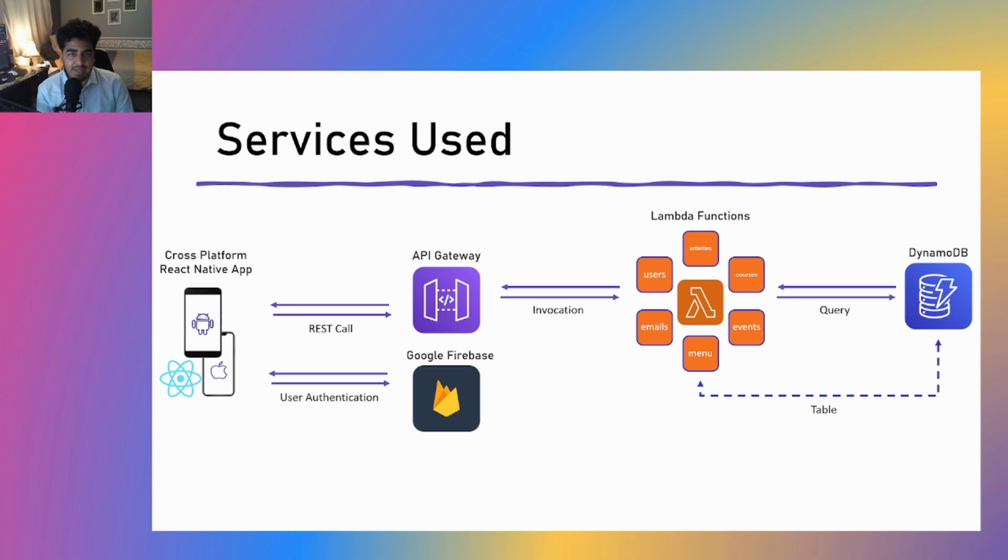All of these are routed through REST calls using API Gateway. API Gateway then checks the incoming requests and invokes a particular Lambda function, as shown on the screen. The Lambda function performs a necessary validation and queries a DynamoDB table corresponding to the Lambda function.